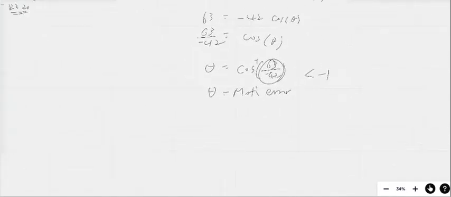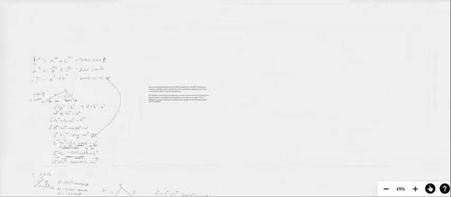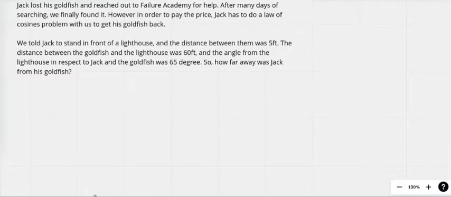Okay, so now let's work on some word problems. Jack from the last video lost his goldfish and reached out to Failure Academy for help, and after many days of searching, we finally found it. However, in order to pay the price, Jack has to do a law of cosines problem with us to get his goldfish back. We told Jack to stand in front of a lighthouse, and the distance between them was 5 feet. The distance between the goldfish and the lighthouse was 60 feet, and the angle from the lighthouse with respect to Jack and the goldfish was 65 degrees. So, how far away was Jack from his goldfish? Let's help Jack get his goldfish back.